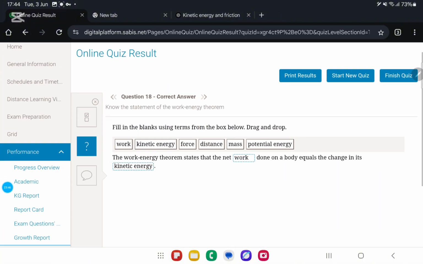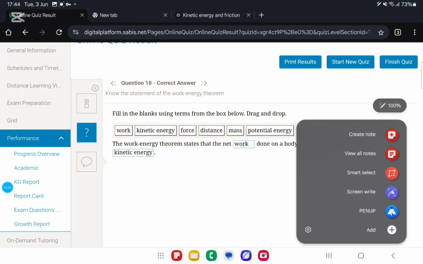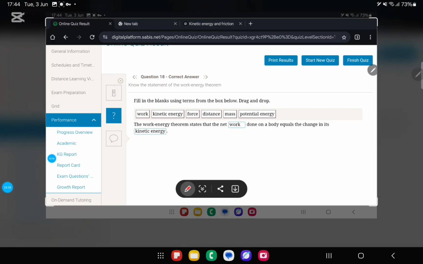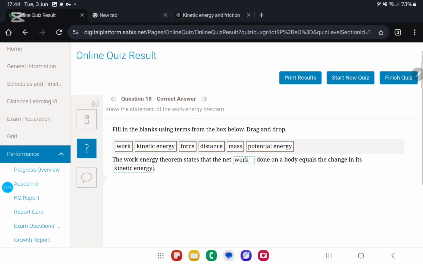Okay. Alright, the work energy theorem states that the net work done on the body equals the change in its kinetic energy. You're gonna memorize this rule: work equals delta kinetic energy. That's basically the theorem. This sentence is basically this, but in an equation. Work is equal to the change in kinetic energy. It's always like that.